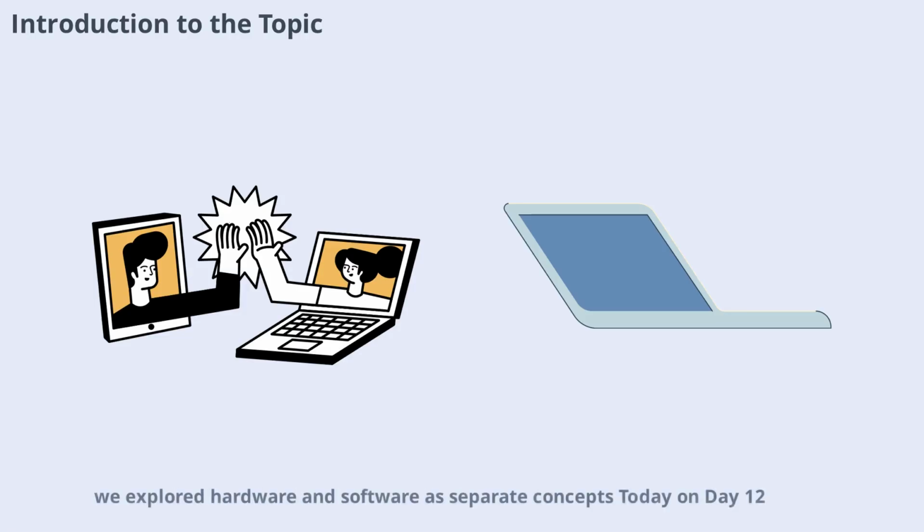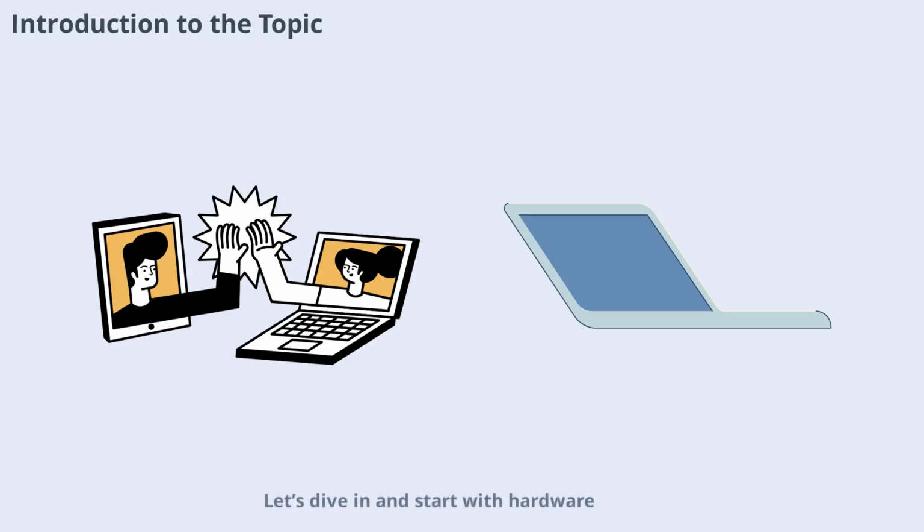In our previous lessons, we explored hardware and software as separate concepts. Today, on day 12, we're going to bring it all together and focus on understanding the difference between hardware and software. This is a fundamental concept that helps you see how computers really work. By the end of this lesson, you'll be able to clearly distinguish between what you can physically touch in a computer and what operates behind the scenes to make everything function smoothly. Let's dive in and start with hardware.